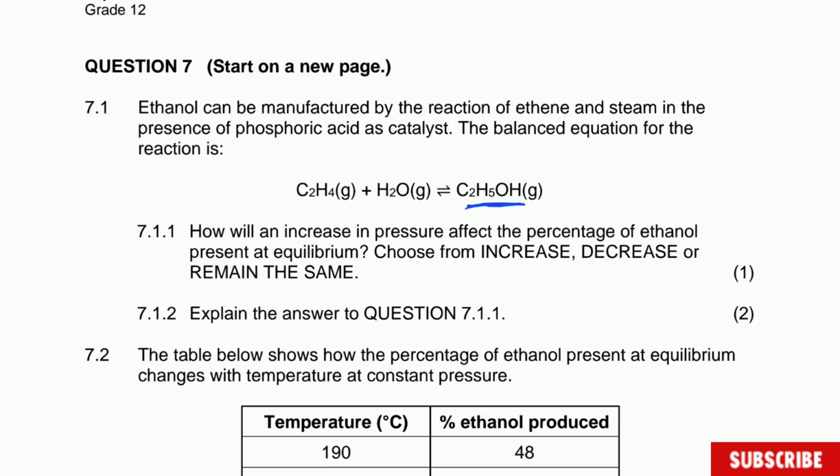Now, when you are speaking about pressure, you need to make sure you know the number of molecules here. On the left hand side, we have one molecule, another molecule, and here you have one molecule. So in total you have two molecules on the left hand side, and you have one molecule on the right hand side.